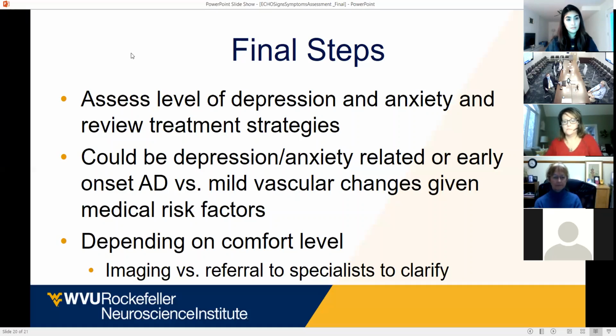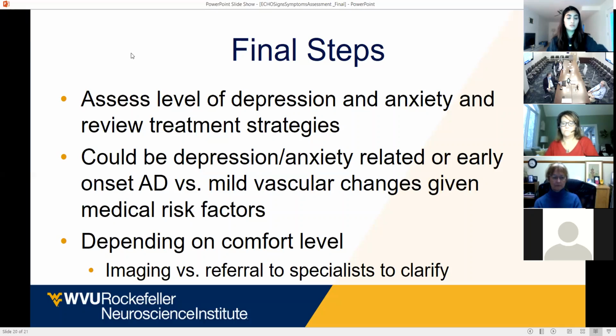And to me, the other thing is then what do you do at this point in terms of your comfort level? If this is something that you've seen before, because you hit it with these medical risk factors, this could be just related to small vessel ischemic change. Your MRI could show you that. That may give you that information.